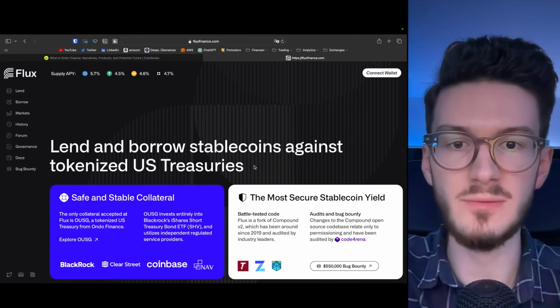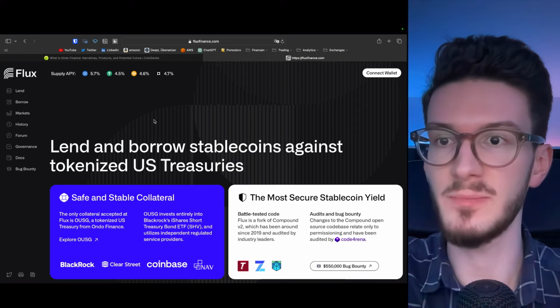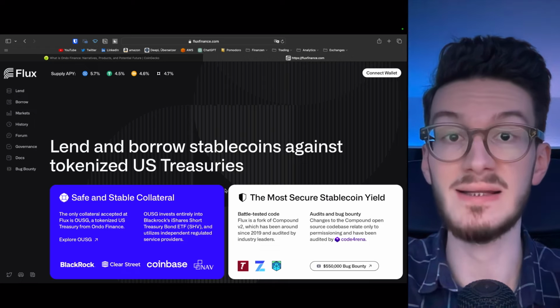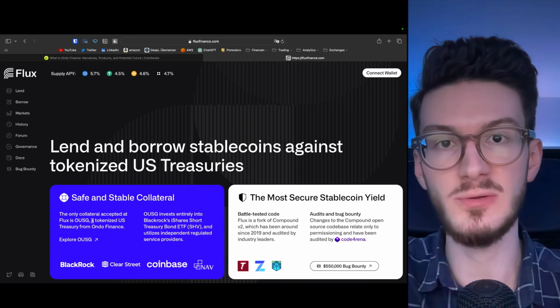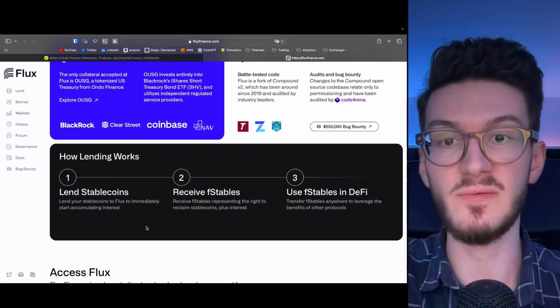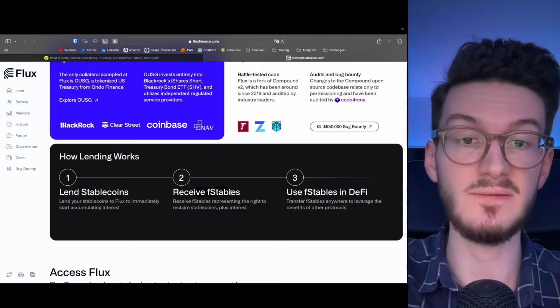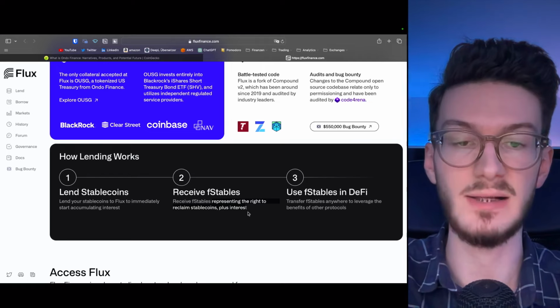One thing I want to mention before we head to the tokenomics is that Ondo Finance also built Flux Finance. In the meantime, they have sold this project, but it still has strong ties to Ondo, in that they only accept OUSG as collateral. On top of that, you can lend stablecoins to Flux. For this, you receive fTokens, which represent the right to reclaim stablecoins plus the interest.